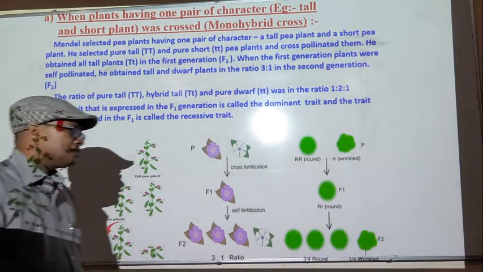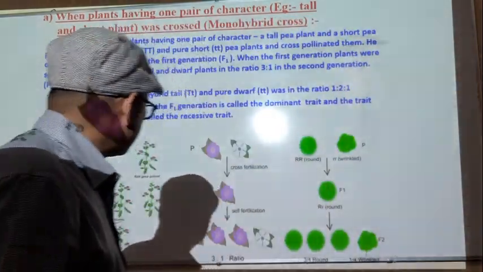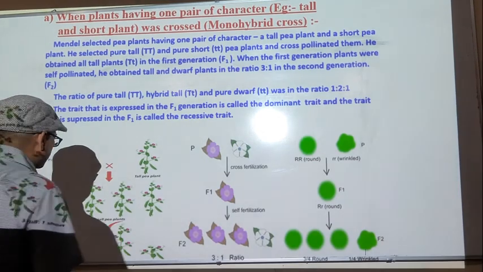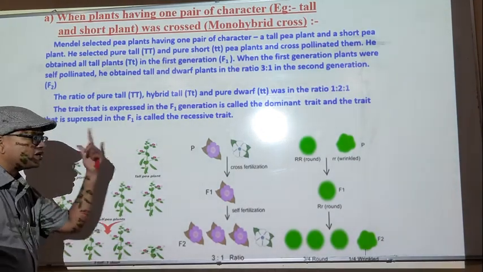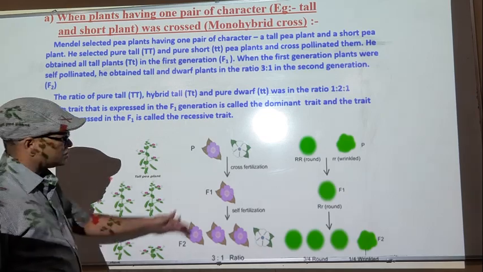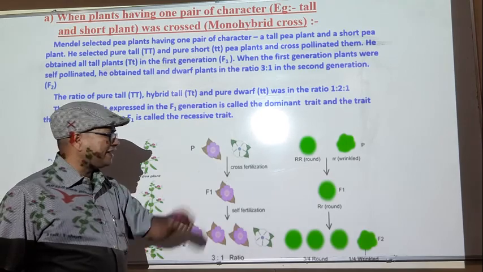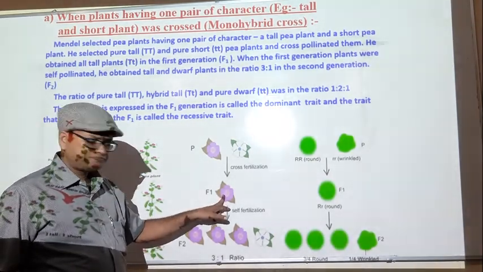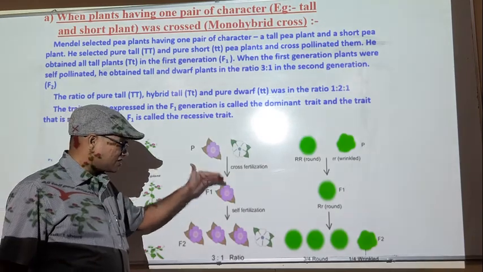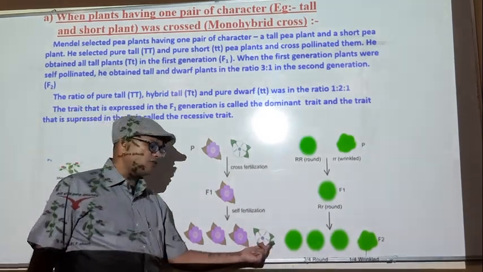And when the tall plants are self-pollinated or self-fertilized, then in the F2 generation, 3 tall plants and 1 short plant were produced. Here is another example: the color of flower, purple and white. In the F1 generation, all flowers were purple. But after the self-fertilization, in the F2 generation, 3 flowers were purple while 1 flower was white.